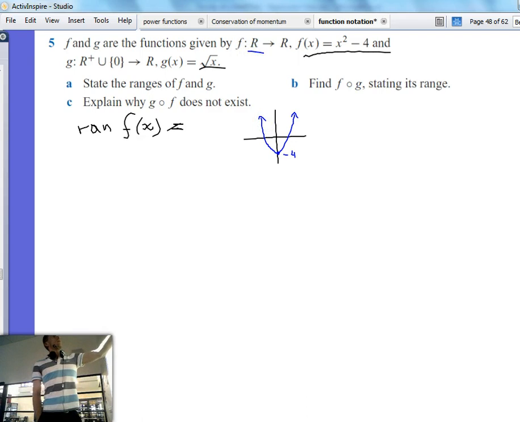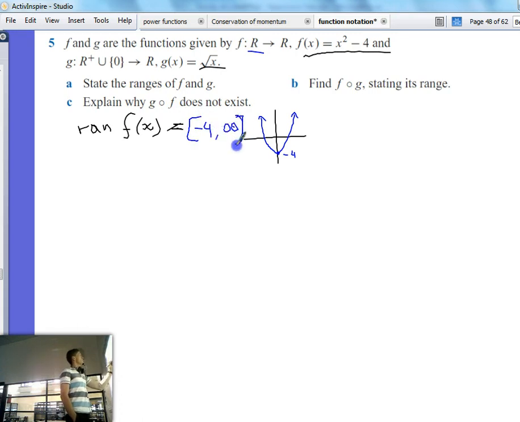So what range do we obtain from that? The minimum y value is negative 4, the maximum is infinity. So it goes from negative 4 to infinity. Round bracket, because we can't get to infinity. All right, now what about the range of g? You can write ran for short. The range of g of x. All right, let's look at the function here. The domain is all real.